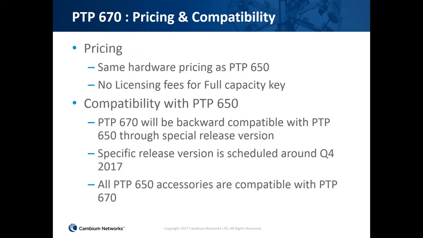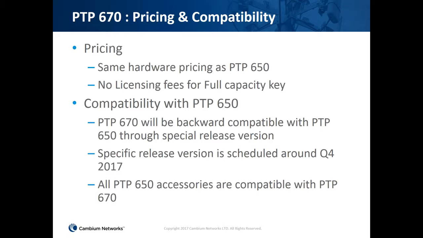So what do I mean by that? The PTP 670 will be backward compatible with the PTP 650 through a special release version. We're going to launch it probably in September. Once you put that firmware on the 670, it's going to work exactly as a 650. So let's say you already have a network of 20-25 links which just uses a 650, and you want to buy spares, or you're happy with the 650 and the way it works, so you just want to use that as part of your network.